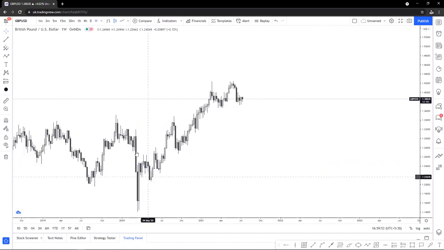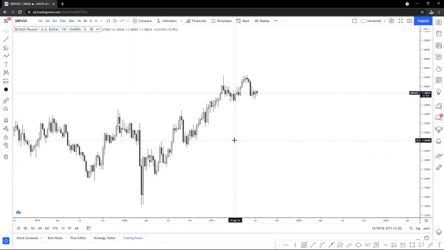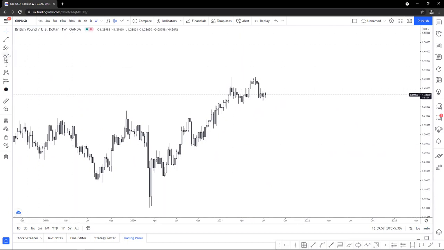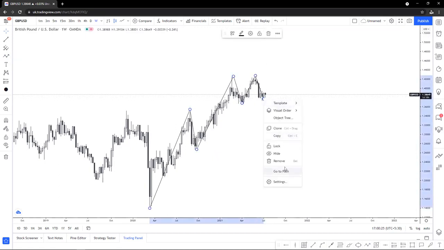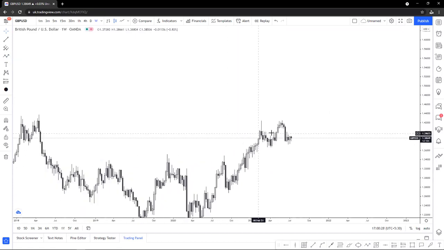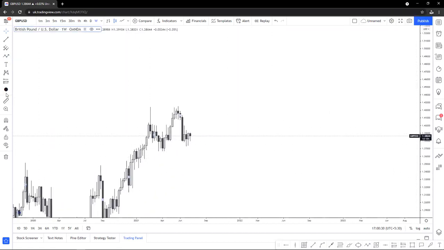So what I do is I start with the weekly time frame. I'll mark my market structure on the weekly time frame. I see higher highs, higher lows, higher highs, higher lows, higher highs. It took out this high and then it came back down. So this is where we're at on the weekly time frame. And then I have my range on the weekly time frame.